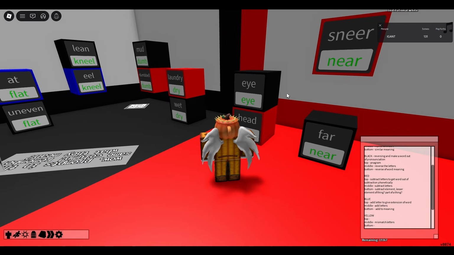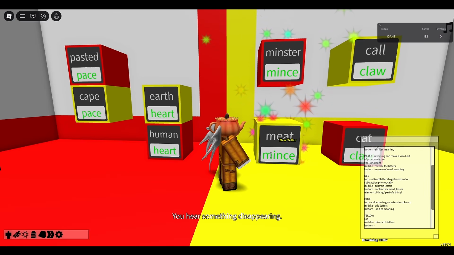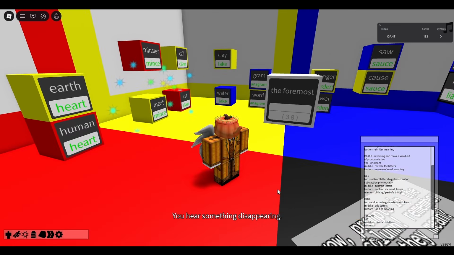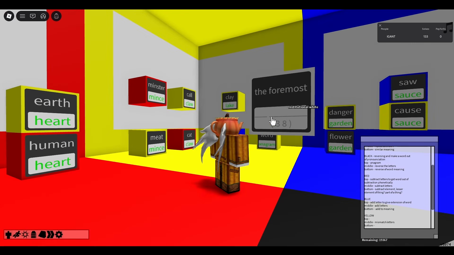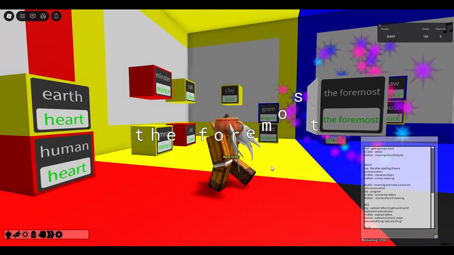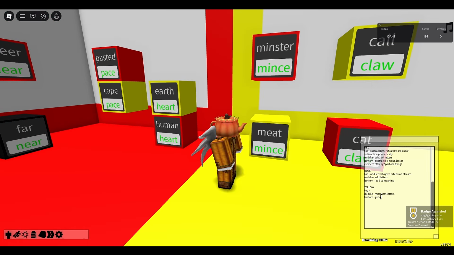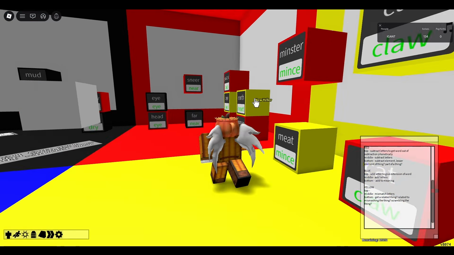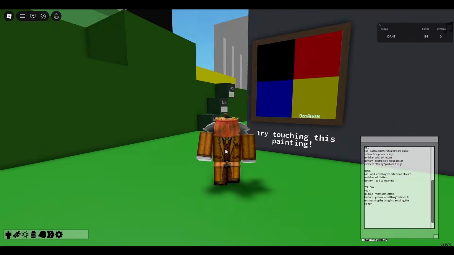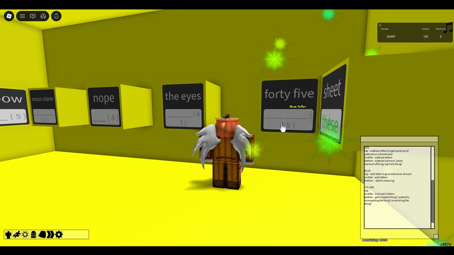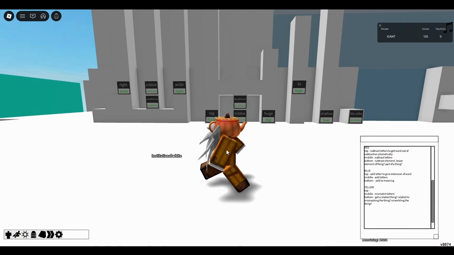So, sneer, near, yes, okay. Meat, mince. Oh, I solved the area. The foremost. Okay. I don't understand yellow though. Get a related thing? Related to mashing the thing? Scrambling the thing? And I do not get top yellow. Okay, so these. No, I'm scared.